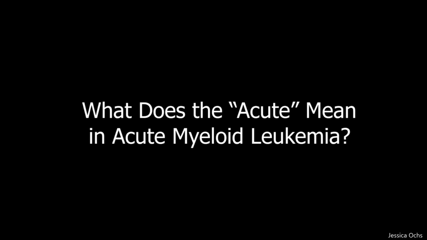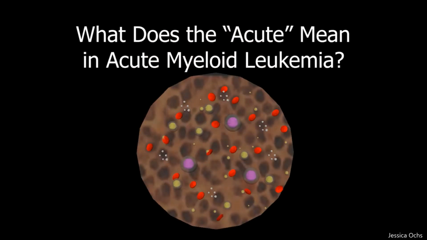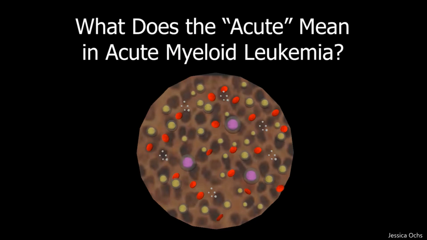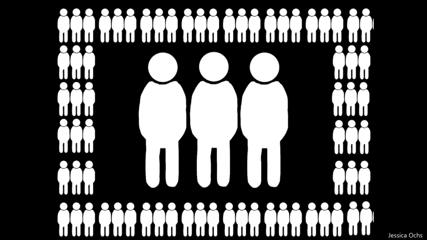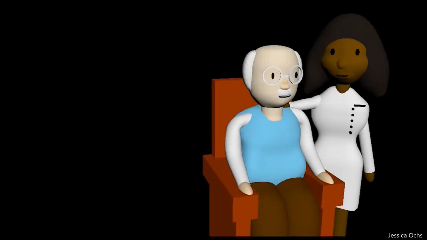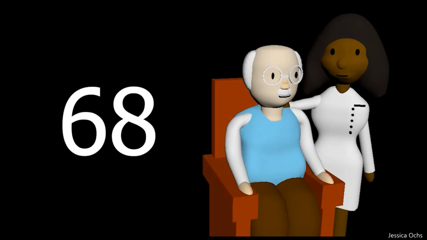What does the acute mean in acute myeloid leukemia? The acute refers to the aggressive nature of the cancer, which comes on suddenly and, if not treated, may progress quickly. How common is AML? AML affects 3 to 4 individuals in every 100,000. The average age at diagnosis is 68.